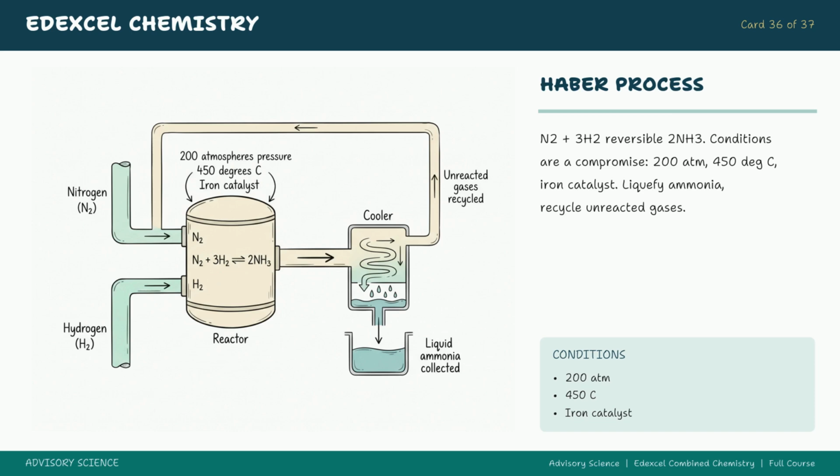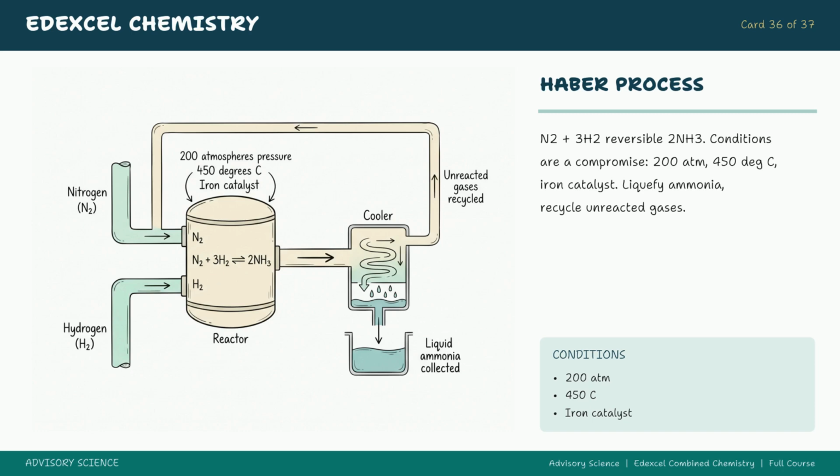These conditions are a compromise. High pressure pushes the equilibrium towards ammonia, but that's expensive. Lower temperature also favours ammonia, but slows the reaction. The chosen conditions balance yield against cost. Ammonia made by the Haber process is used mostly to make fertilizers which help crops grow.